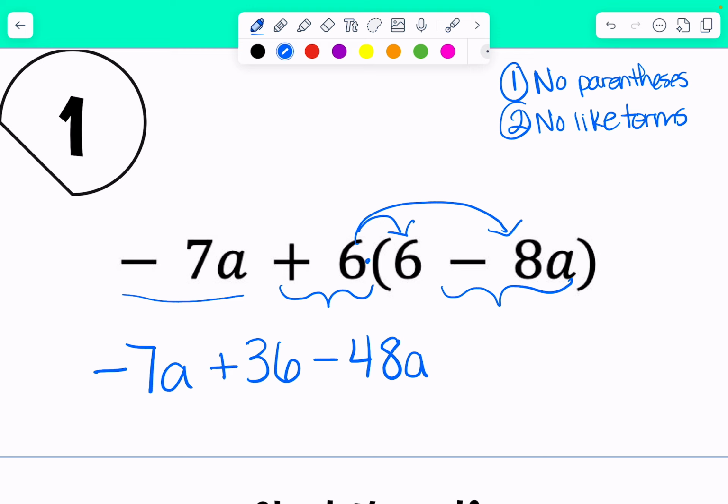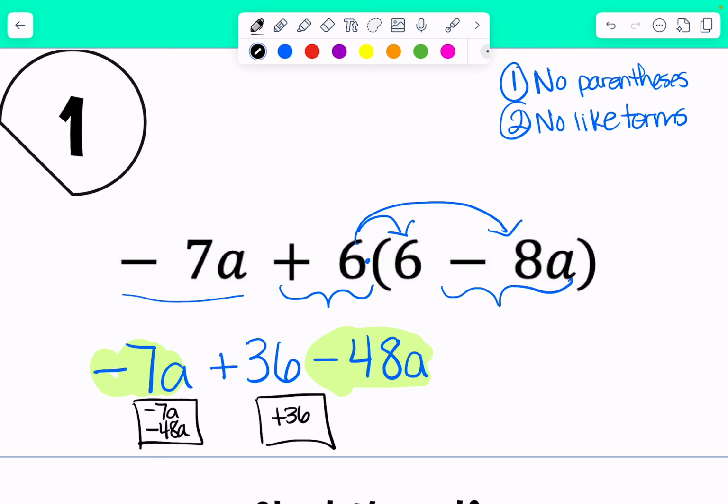Now I want to look for any like terms. When I look here, I notice that we have negative 7a, and I notice I have negative 48a. And I know that those can be combined. This would be a point where maybe some of you want to still be collecting your terms in little buckets, if you will. So I can put those a's together, and then I can put my positive 36 as a constant in the other one. Some of you might not need to do that step.